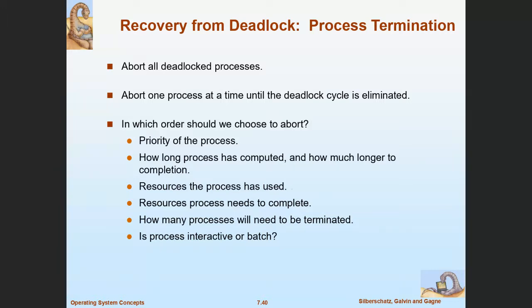A couple of words about recovery. We have a couple of possibilities to recover from deadlock. We may make a very dramatic decision and abort all deadlocked processes. We can abort one process at a time until the deadlock cycle is eliminated. And the question is, we have to choose the victim, okay? Which ones to eliminate? In which order to choose?